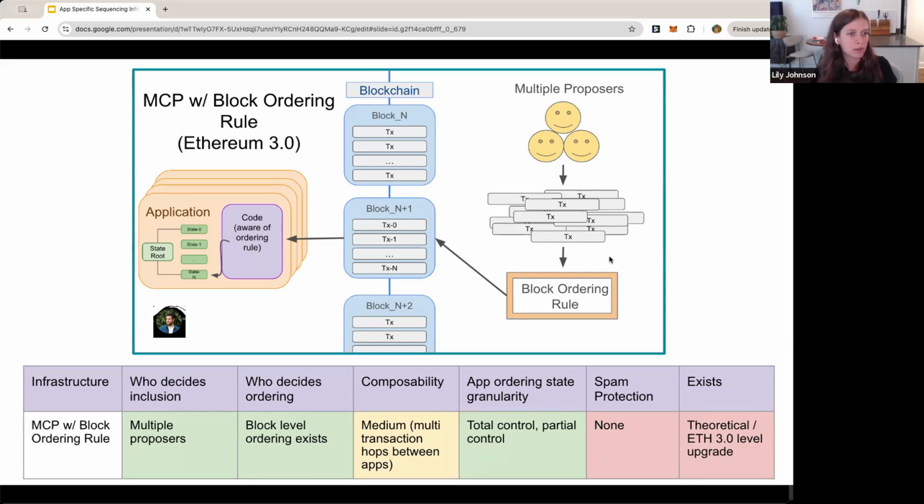Another question: assuming that the block ordering rule is expressive enough, we can encode our application sequencing rules within it. Yes, that's the general idea. Cool.